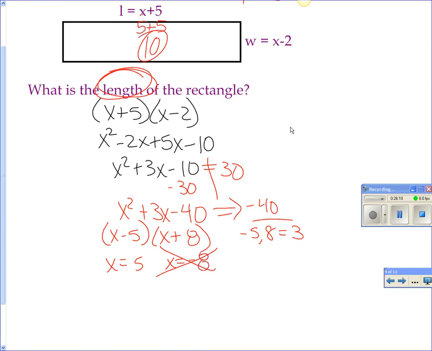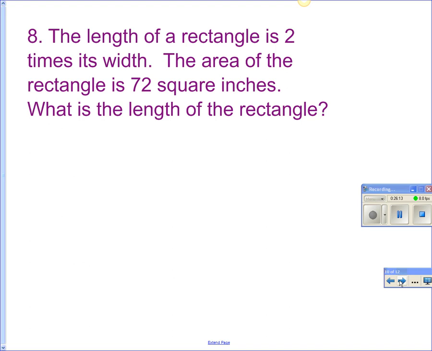Okay, last one. The length of a rectangle is 2 times its width. The area of the rectangle is 72 square inches. What is the length of the rectangle? Faith. Draw a rectangle. Stephen R., what does it say about the length of the rectangle? Madison, how do you do 2 times its width? 2W. Brandon, what else do I need to put on my picture? Very good. A W right here. Jeremy, how do I do the area? Good. Length times width. So I got to multiply these.